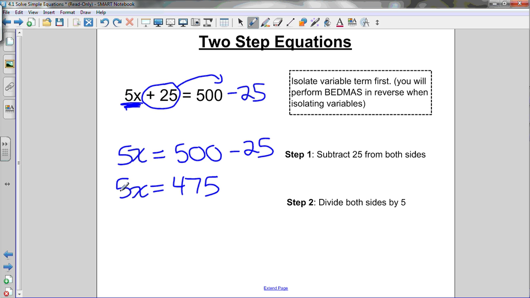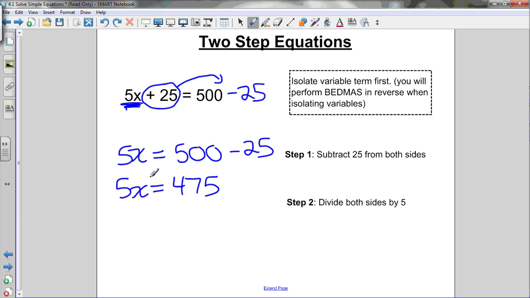Now what I have is 5 times x equals 475. I need to isolate the x now. Okay, now that I have the term with the x all by itself, I want to get the x all by itself by moving this 5 to the other side. So right now I have 5 times x equals 475.